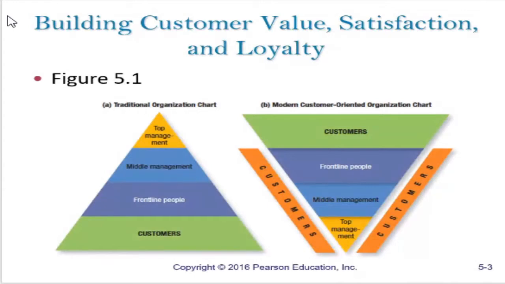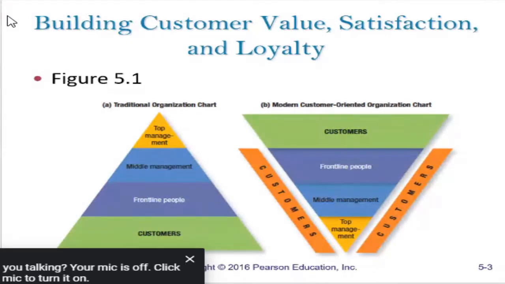You must be studying in your concepts of management class also that generally this is a pyramid. You have the top management at the top in yellow. I'm just talking about the left-hand side triangle, the pyramid, having customers at the base. Then above customers is the frontline people, and then you have the middle management and top. Now, this is the traditional organization.